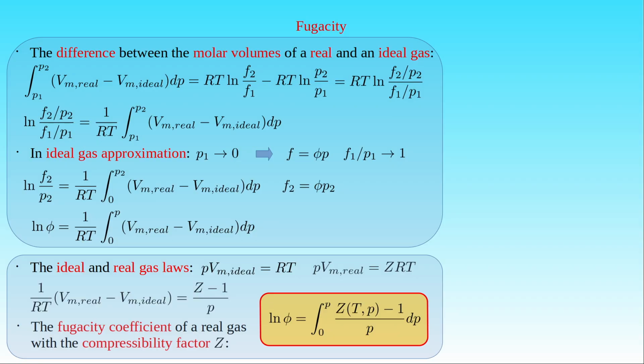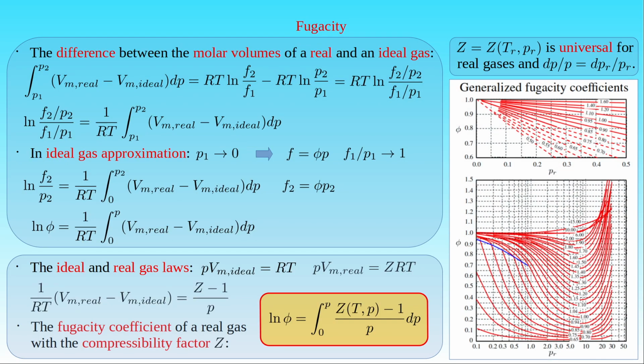We already saw that the compressibility factor Z is a universal function of the reduced temperature and the reduced pressure for any real gas, and its value for given reduced temperature and reduced pressure can be determined by using generalized compressibility charts. At the same time, the differential of the pressure P over the pressure P is equal to the differential of the reduced pressure PR over the reduced pressure PR, which indicates that the fugacity coefficient expressed in terms of the reduced temperature and the reduced pressure is also universal for any real gas. Then we can plot generalized fugacity coefficient charts for real gases, for example this chart compiled for pure substances.